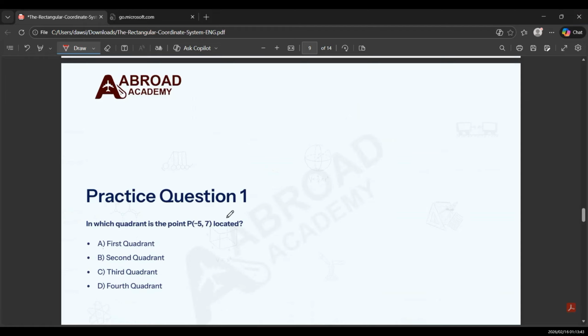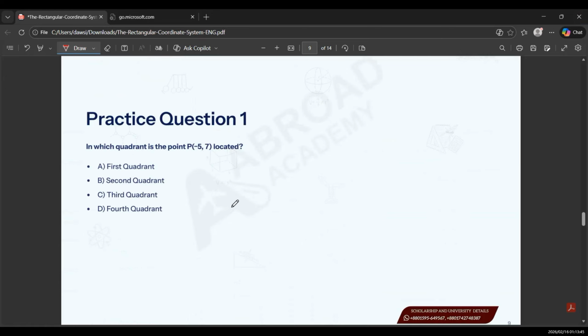Here is practice question 1 for you. In which quadrant is the point (-5, 7) located? Let's solve which quadrant it will be. First of all, we know this is the x and this is the y, and x prime and y prime. Here is the point (-5, 7).